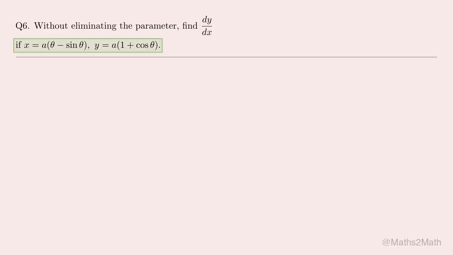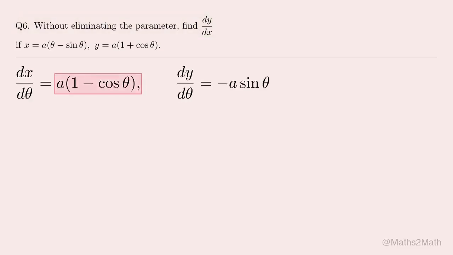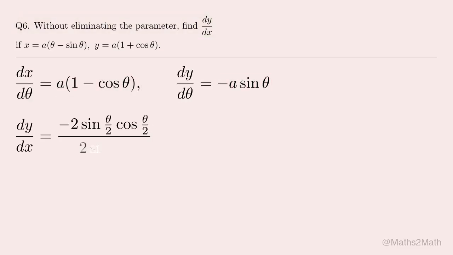Question 6. The cycloid equations, theta minus sine below, 1 plus cosine above. Half-angle identities will compress the quotient. Differentiate both coordinates. Switch to half-angles. Sine is 2 sine half cosine half, and 1 minus cosine is 2 sine squared half.